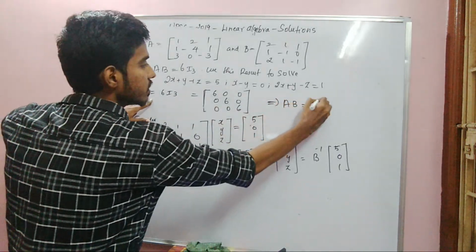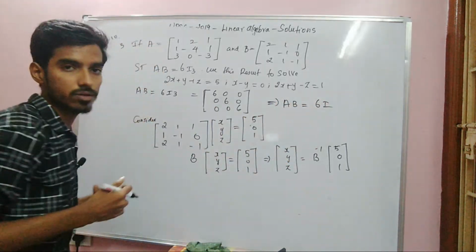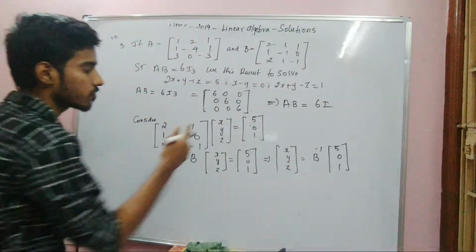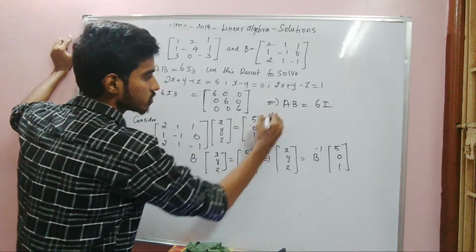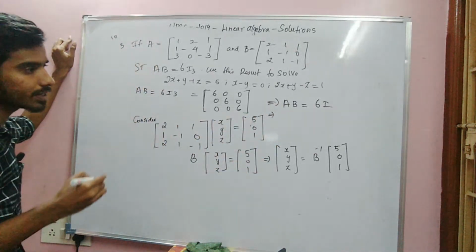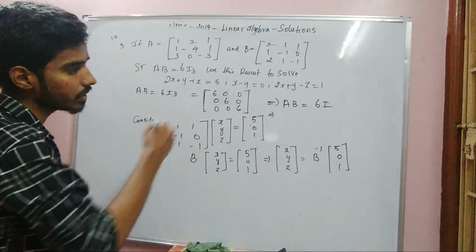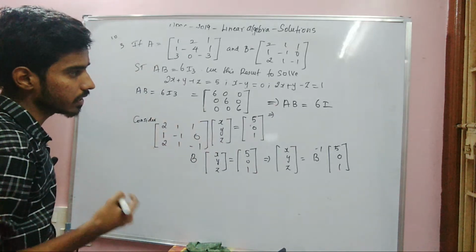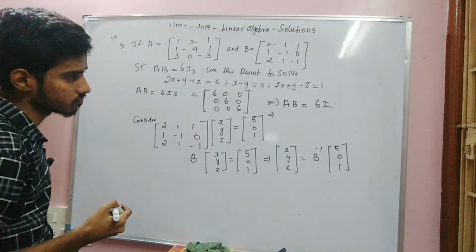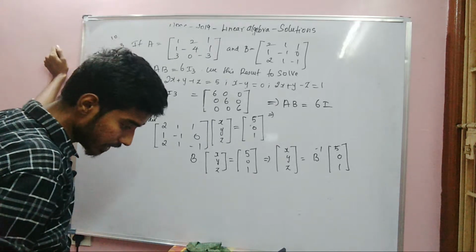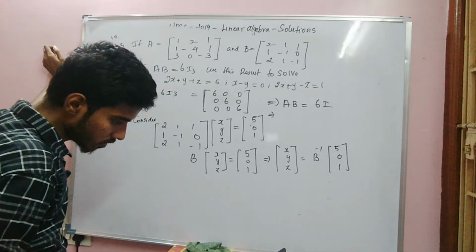From this equation, you have AB is equal to 6I. Now from here, if I pre-multiply by A inverse, what will we have, right?